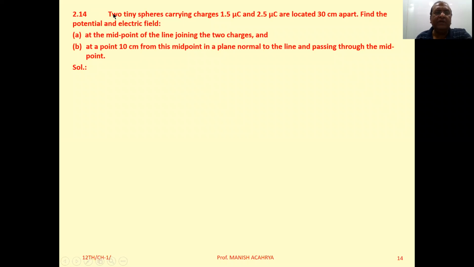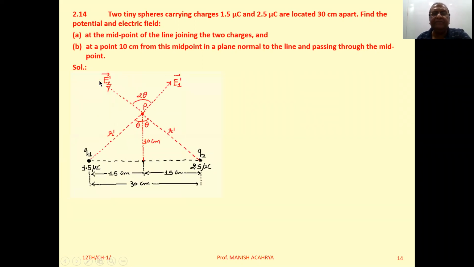Example 2.14. Two tiny spheres carrying charges 1.5 microcoulomb and 2.5 microcoulomb are located 30 centimeter apart. Find the potential and electric field. A. At the midpoint of the line joining the two charges, and B. At a point 10 centimeter from this midpoint in a plane normal to the line and passing through the midpoint.